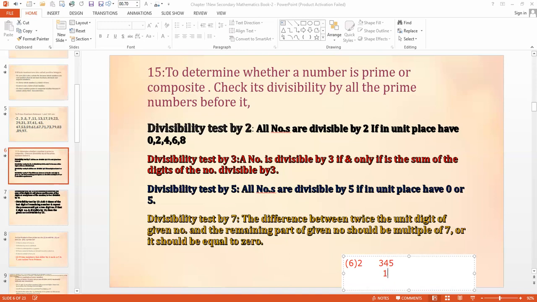Now, again, I have to write the original number, so it becomes easier for you to check. 3,456. Sorry, this one is the number. Now I have to divide it by 7. When I divide this number by 7, my answer is in points. This means this number is not divisible by 7. This one is clear to all of you.